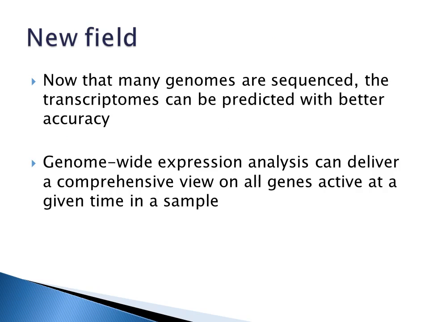So now that many genomes have been sequenced, including the human genome, their transcriptomes can be predicted with better accuracy. And genome-wide expression analysis can deliver a comprehensive view on all genes active at a given time in a sample. So the fact that the Human Genome Project was completed and so many organisms have been sequenced, we can now take all of this sequence information and utilize it in all of the various omics fields.